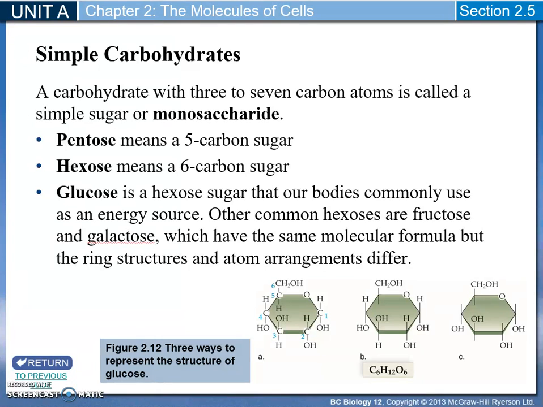And so you can see they're not labeled which one is which there at the bottom, but you can see that there are slight differences between the structures of each of those if you look carefully.